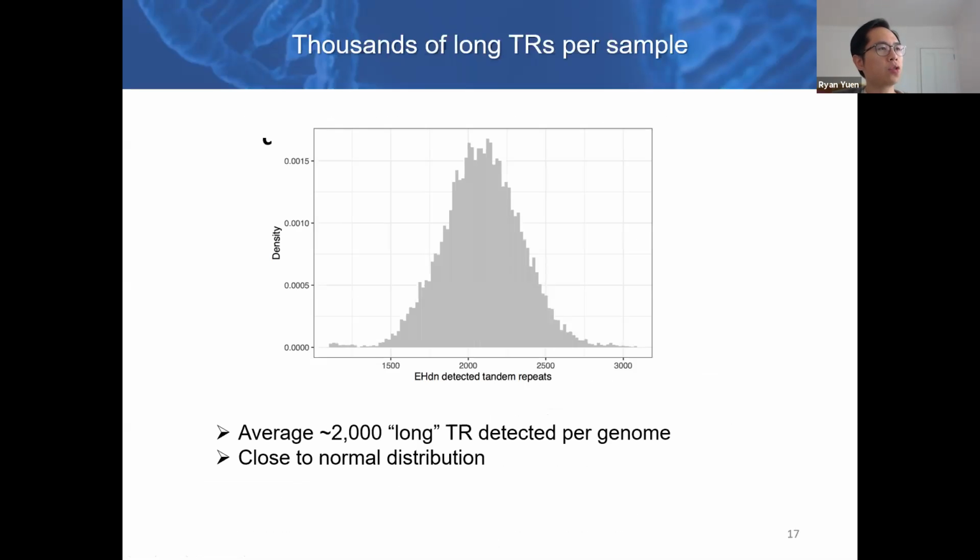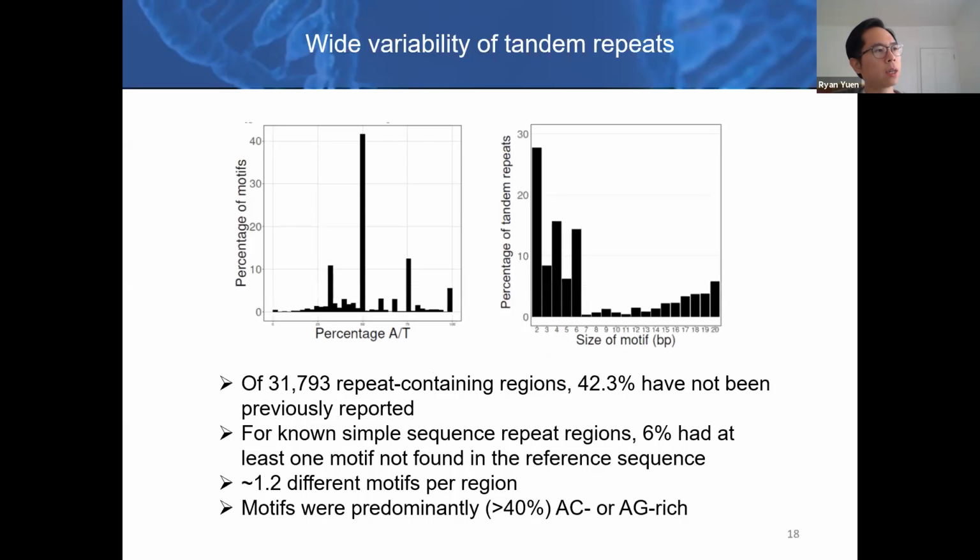So looking at the distribution of the number of tandem repeats identified per individual, it seems to follow a close to normal distribution. On average, we have around 2,000 tandem repeats detected per genome. I say long because this method, as I explained earlier, will only detect tandem repeats that are larger than 150 base pairs. So knowing this, we further characterized what these tandem repeats are that we detected.